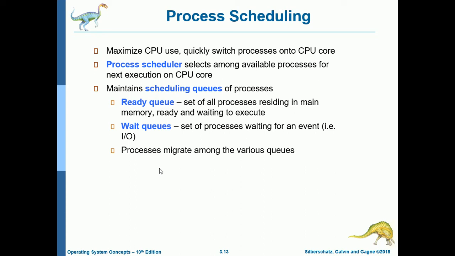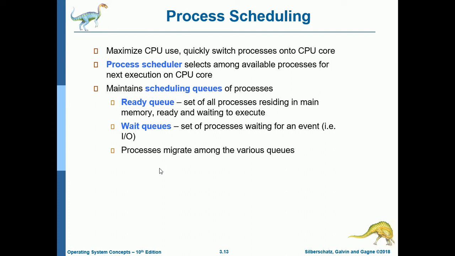The goal is to maximize CPU use, quickly switching processes onto the CPU core. The process scheduler selects among available processes for the next execution on the CPU core. Meaning the CPU must not be idle. From time to time, it should have a process to be executed by the CPU. And then it maintains scheduling queues of processes.